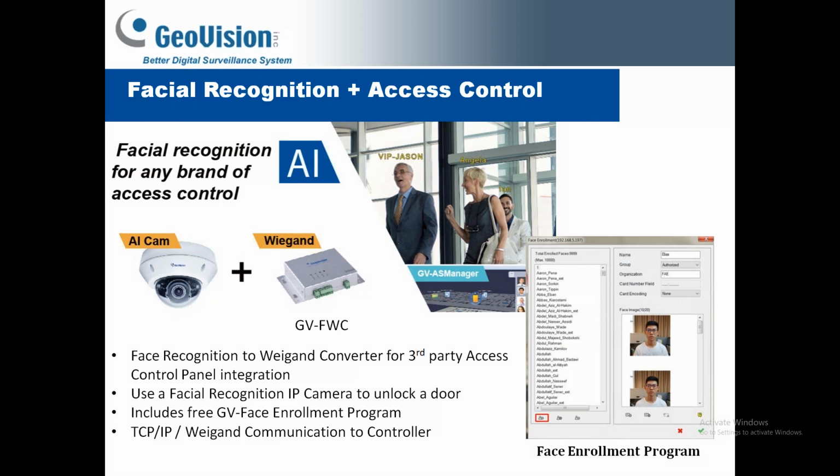Integration with access control. We currently do offer a product called the FWC. It stands for Face to Wiegand Converter. What this allows you to do is take one of our facial recognition cameras and integrate it with an access control system. What's very unique about this solution is this can be used with both GeoVision access control or third-party access control systems that will accept Wiegand interface. So it supports Wiegand 26-bit, which is the most common access control interface. And this, again, will allow you to take that camera plus the FWC box, use it with a third-party panel and a third-party access control software, and you can then unlock a door based on someone's face.